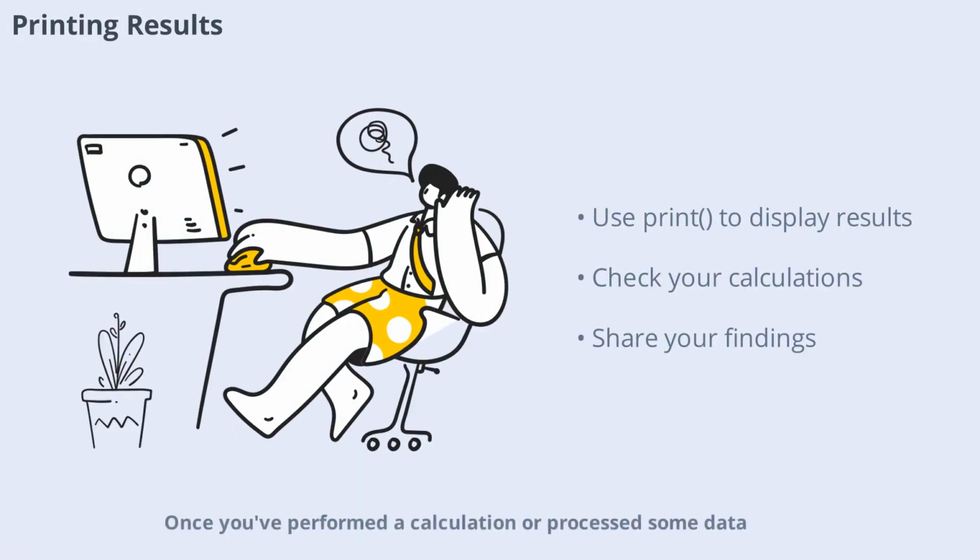Once you've performed a calculation or processed some data, you'll want to see the results. In Python, you use the print function to display information on the screen. For example, print total will show the value stored in the variable total. This is a simple but powerful way to check your work and share results.